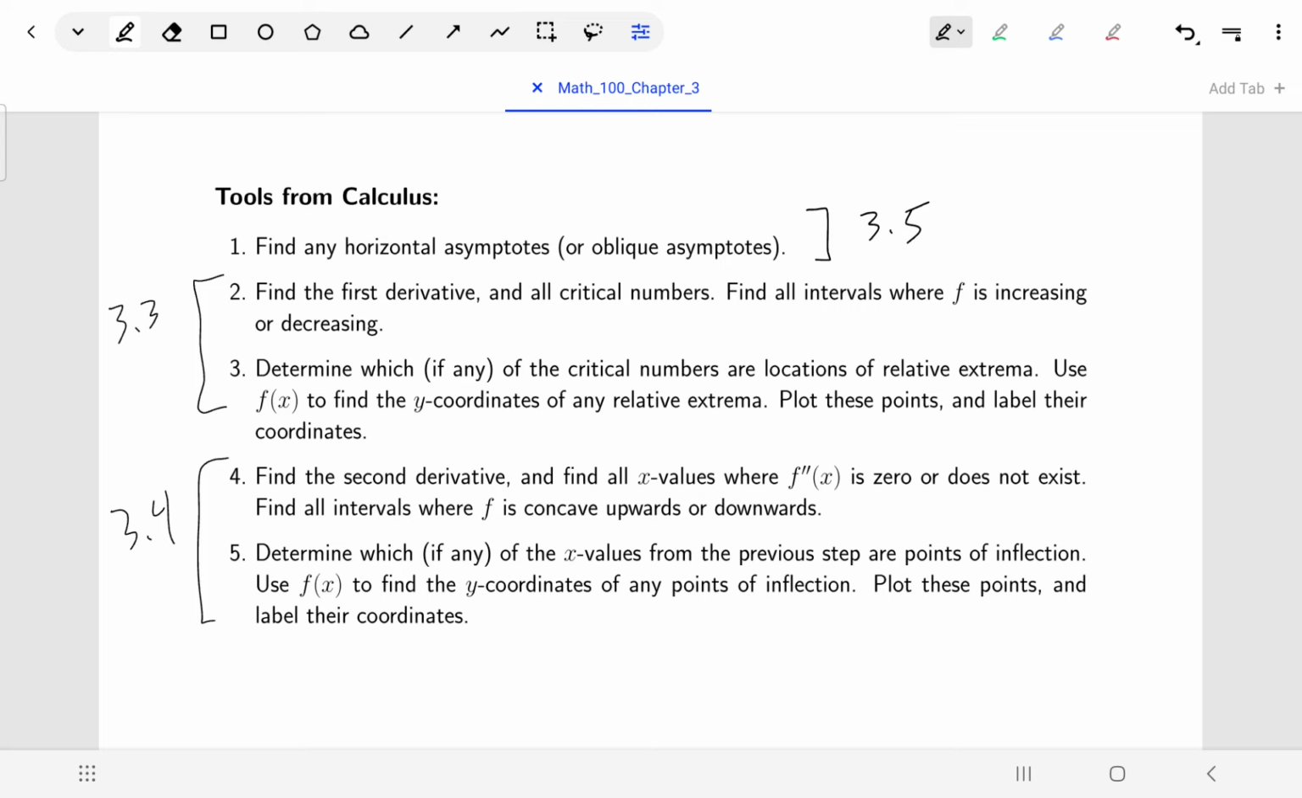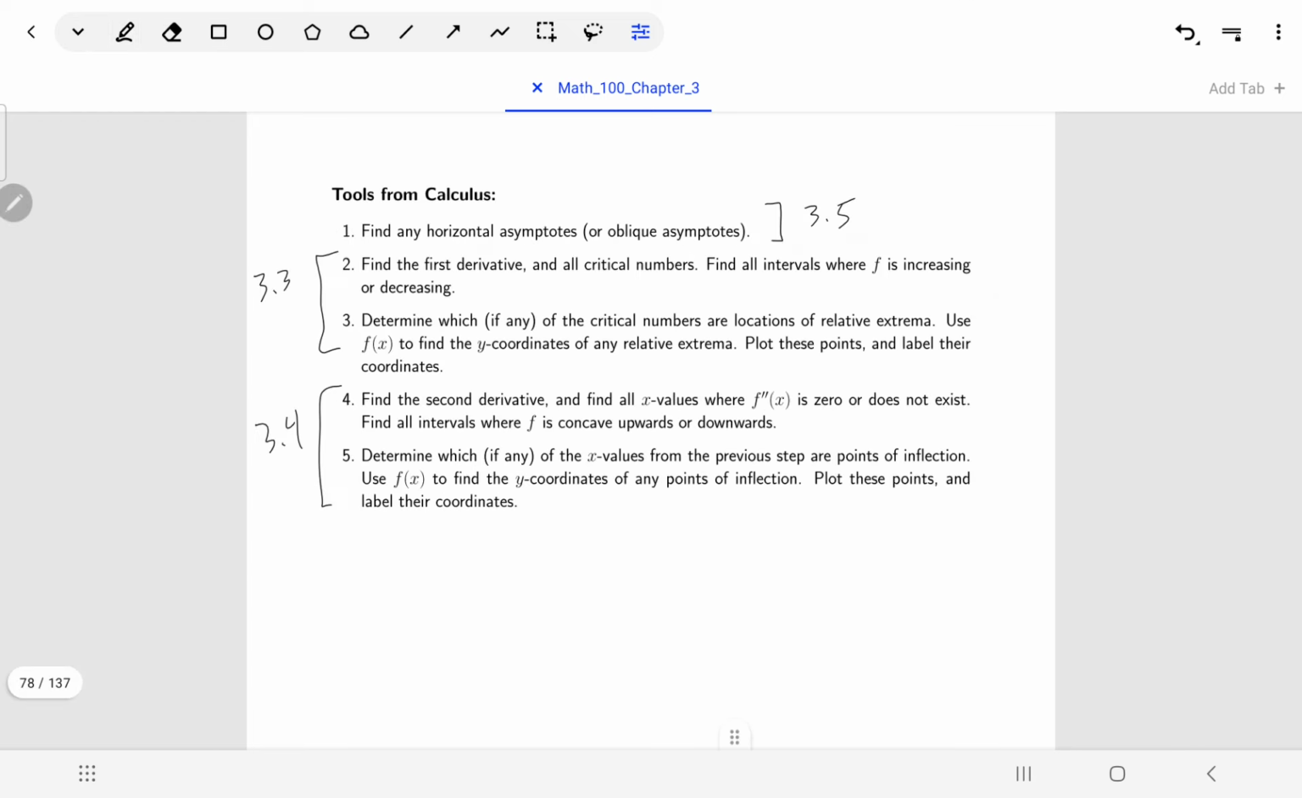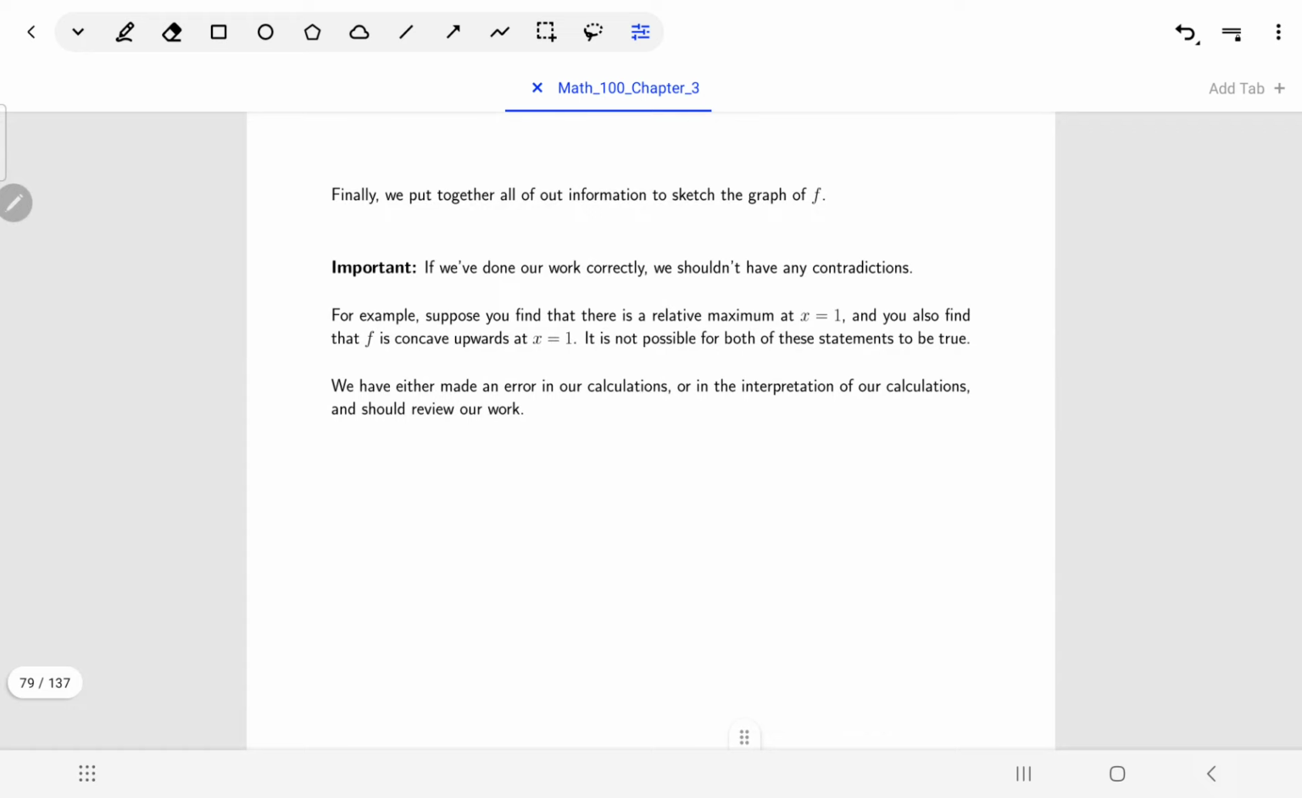So if it's a place where our function is defined and where we have some sort of a tangent line, and if our second derivative is changing from concave up to concave down or vice versa, then we've got ourselves a point of inflection. And then once we have all that information, all the stuff from calculus and pre-calculus, then we'll put everything all together and figure out what our graph looks like.